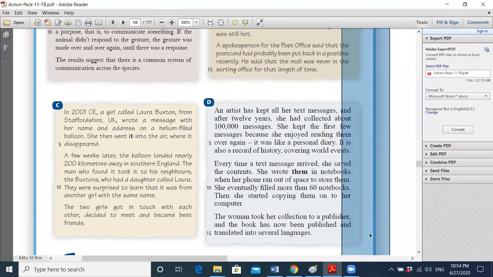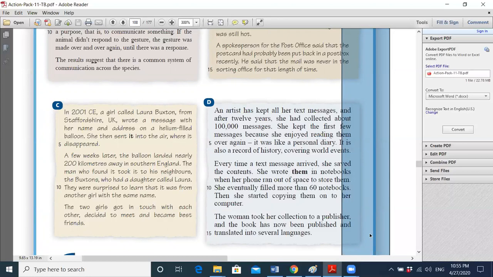Wow. And the man who found it took it to his neighbors, the Buxtons, who had a daughter called Laura. What a coincidence. This is amazing. So the Laura Buxton who lives in Staffordshire, UK, sent the balloon to another girl named Laura Buxton, who lives in southern England. And they were surprised. Let's see what happens with this family. They were surprised to learn that it was from another girl with the same name. So we have two girls called Laura Buxton. The two girls got in touch with each other and decided to meet and became best friends.